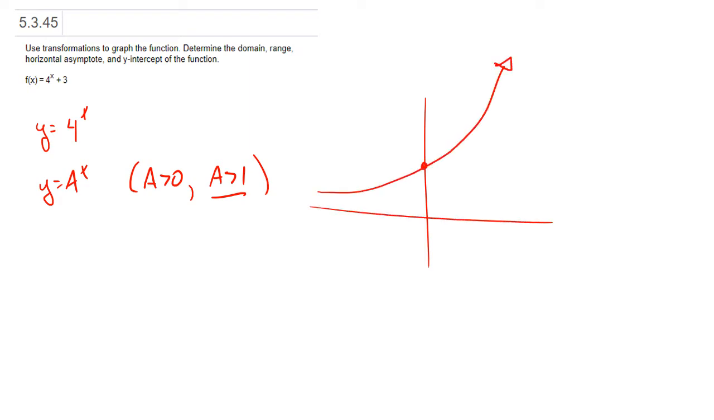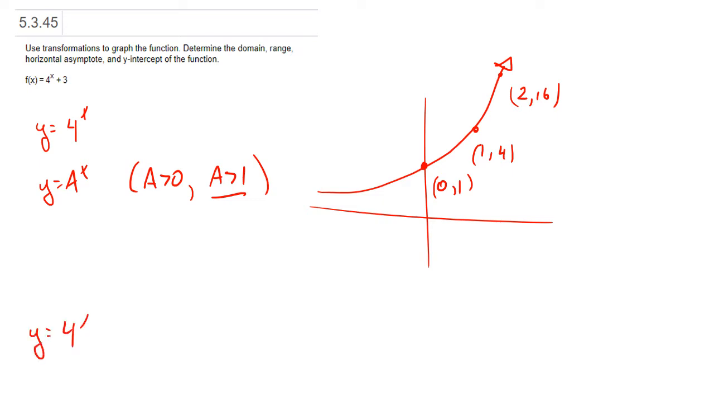Okay, it will always go through the point 0, 1, and then it will go through the point 1, comma a, where a is the base. And since a is larger than 1, specifically in this case it's 4, that's how I know this point is higher than this one. This is at a height of 1, this is going to be at a height of a, which is our value 4 in this case. Okay, we could also plot some more points, like if x is 2, we have 16.